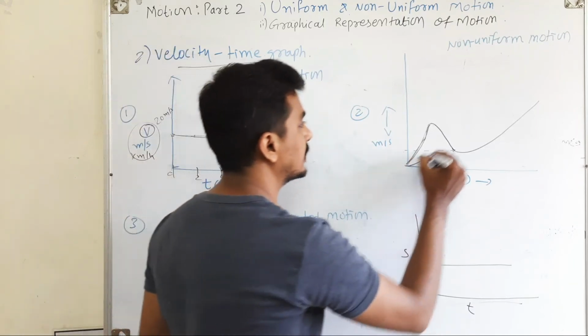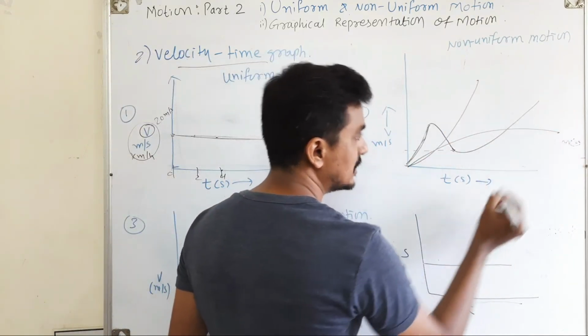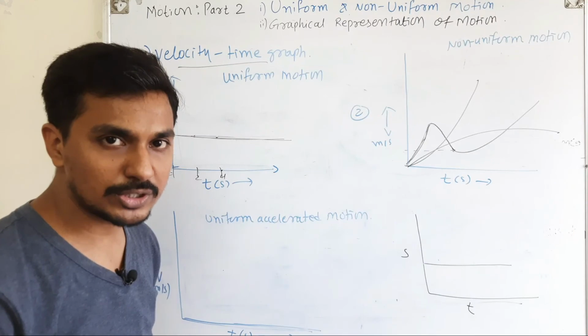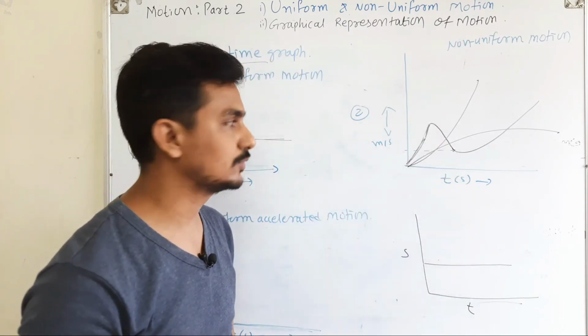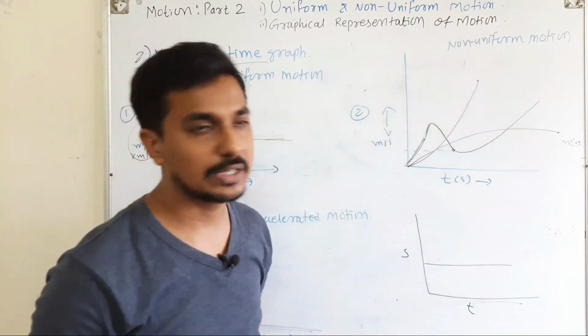You can get a graph like this also. You can get a graph like this also. For non-uniform motion, depending upon the object's motion, you will get many types of graphs. So this is a non-uniform motion graph.